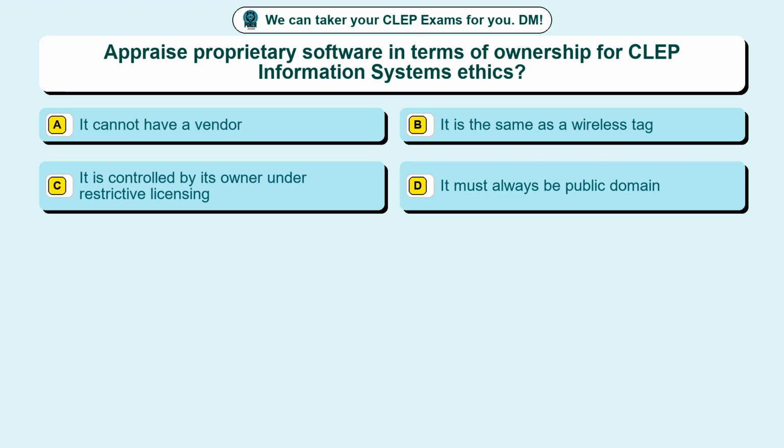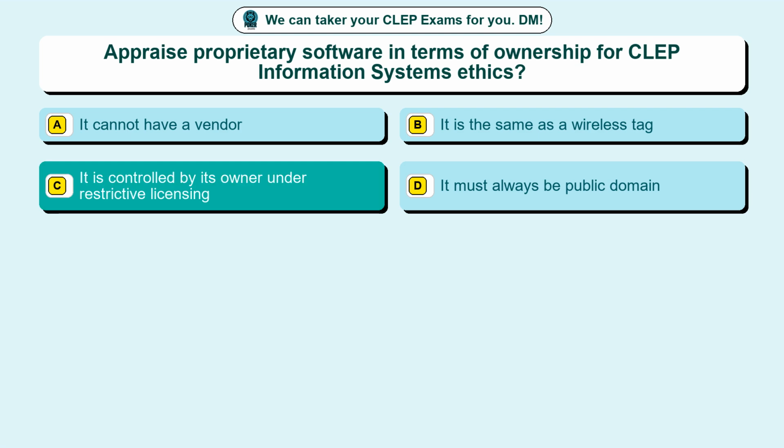Question 94. Appraise proprietary software in terms of ownership for CLEP Information Systems ethics. Option A. It cannot have a vendor. Option B. It is the same as a wireless tag. Option C. It is controlled by its owner under restrictive licensing. Option D. It must always be public domain. The correct answer is option C. It is controlled by its owner under restrictive licensing.